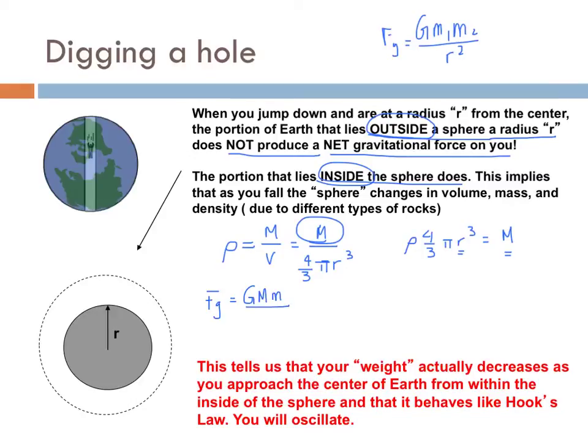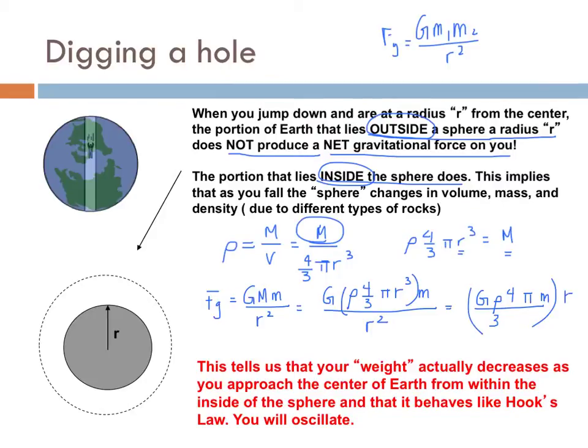I'm going to use capital M for the mass of the planet, little m for the mass of the person, or the object. Again, capital M is going to be replaced with rho, 4/3 pi r cubed. And this simplifies down to G times rho, 4/3 pi, m, times r.